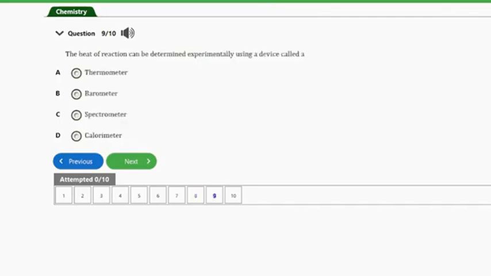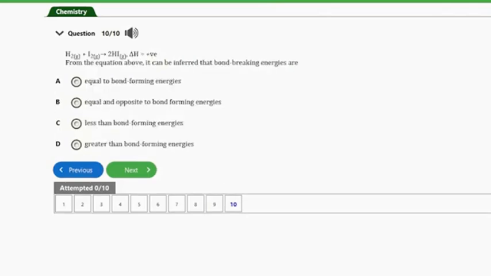So let's consider the next question. That's question number 9. It says the heat of reaction can be determined experimentally using a device called A, thermometer, B, barometer, C, spectrometer, and D, calorimeter. So guys, calorimeter is the answer to this question. A calorimeter is a device that is used to measure the heat of reaction experimentally. So guys, that's option D here, and that's the answer to this question.